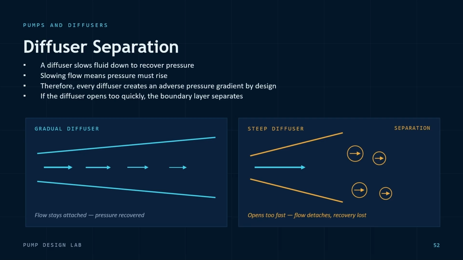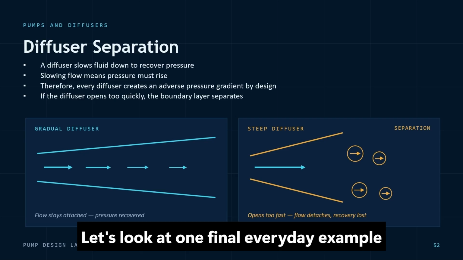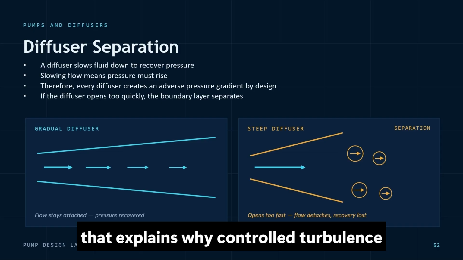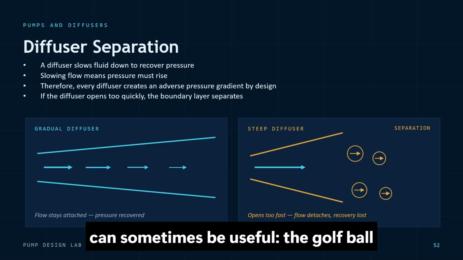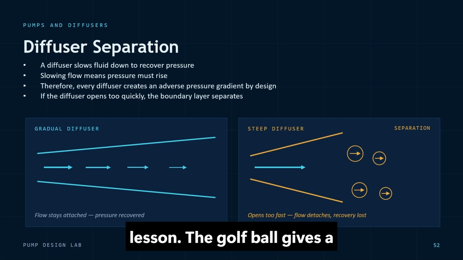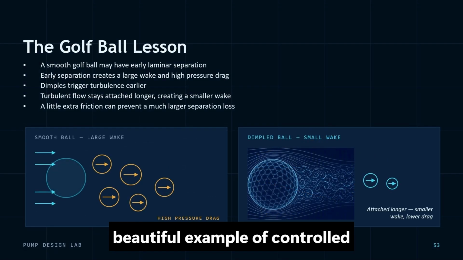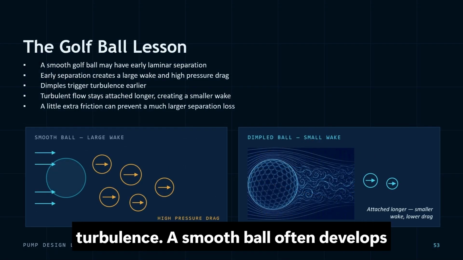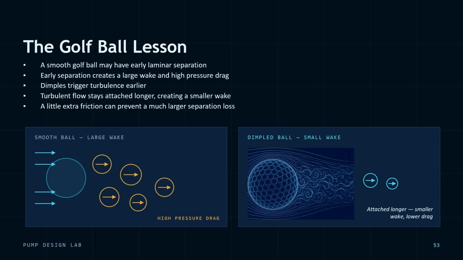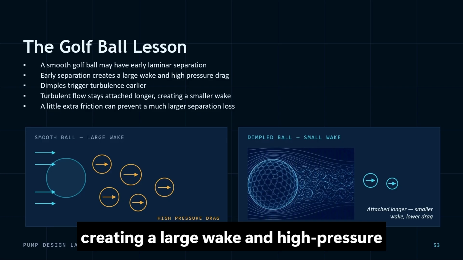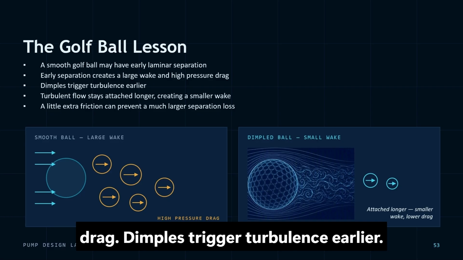Before entering the pump, let's look at one final everyday example that explains why controlled turbulence can sometimes be useful. The golf ball lesson. The golf ball gives a beautiful example of controlled turbulence. A smooth ball often develops laminar flow that separates early, creating a large wake and high-pressure drag. Dimples trigger turbulence earlier.